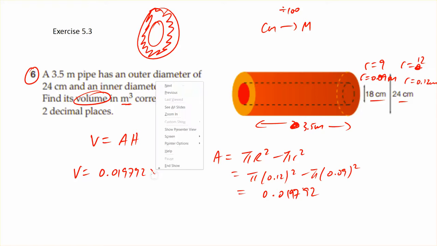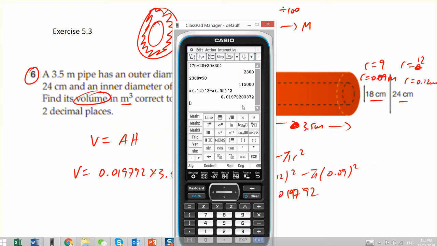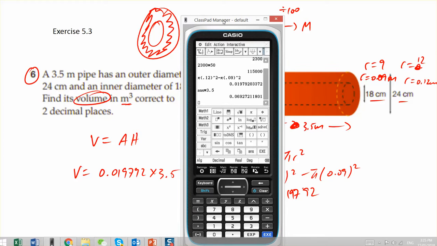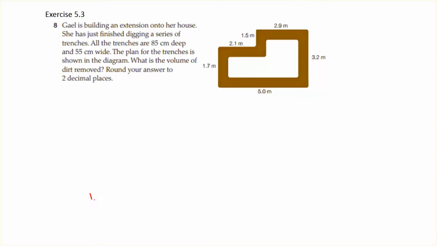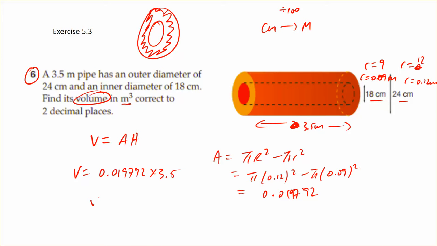So my volume is given by 0.019792 multiplied by the height. So the height of the overall pipe is 3.5. So all I'm doing is multiplying my answer by 3.5, and I should get a volume of, it says 2 decimal places, so 0.07. So volume equals 0.07 meters cubed. So like that.